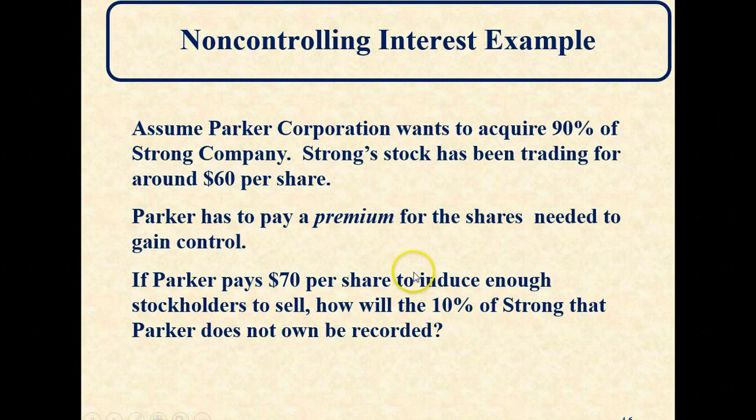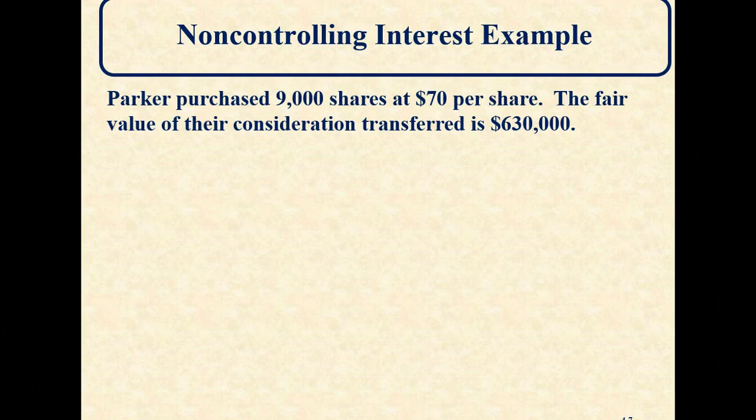So clearly Parker wants it. Instead of paying the $60 a share, which is the fair value, they're going to pay $70 a share. So they're going to buy 90% of the company by paying $70 a share, which is going way over the fair value of the assets. If they purchase 9,000 shares, because outstanding are 10,000 shares, they're going to be buying their 90% portion for $630,000.